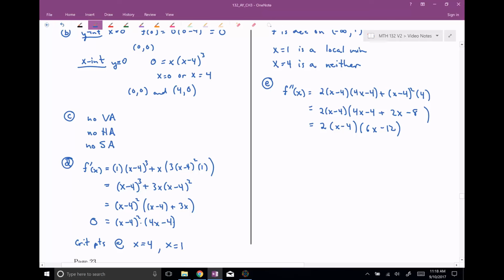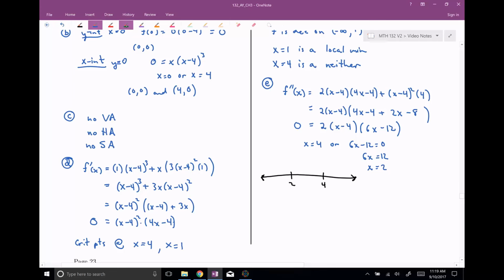So again, we're trying to figure out when this is either 0 or undefined, because that's how we're going to break up our number line. So it's undefined nowhere. Again, it's a polynomial. In this case, it's a degree 2 polynomial, so it's never going to be undefined. So we may ask ourselves, when is this equal to 0? That's going to happen at x equals 4, or when 6x minus 12 is equal to 0. If you rearrange this, 6x is equal to 12, so x would be equal to 2. So this is saying that we want to break up our number line at 2 and at 4. So let me go ahead and draw out our number line here. And I'm going to break it up at 2 and at 4.